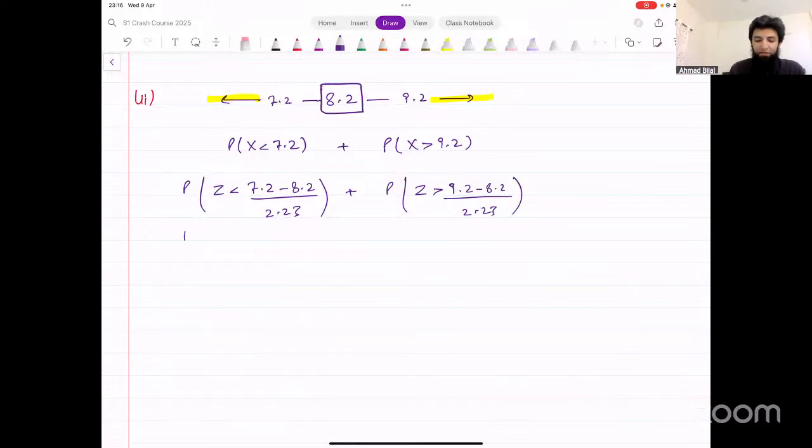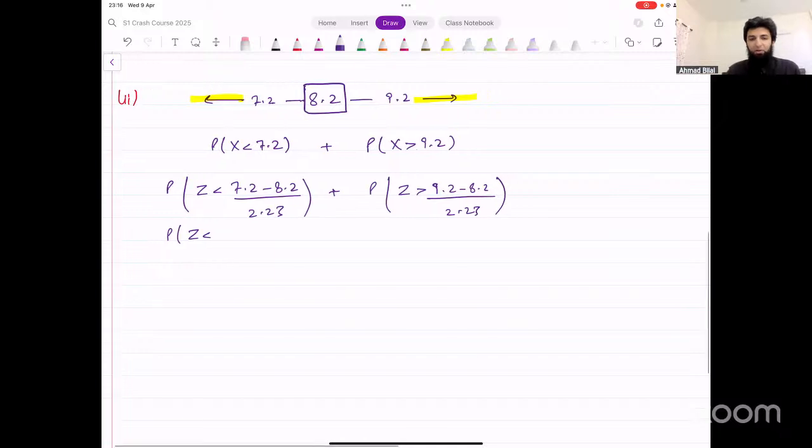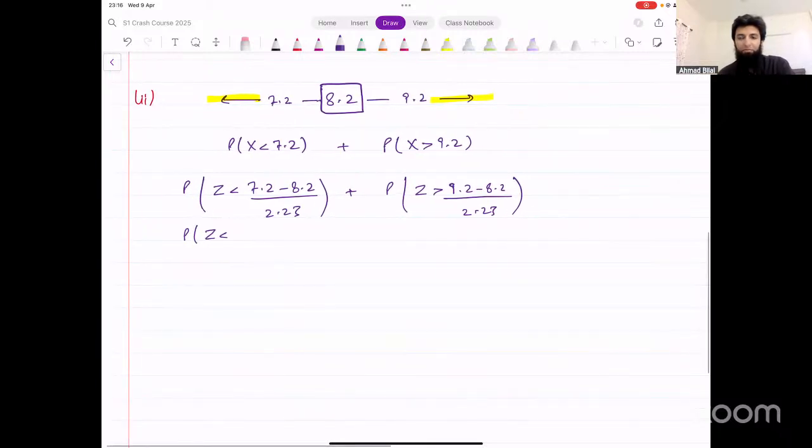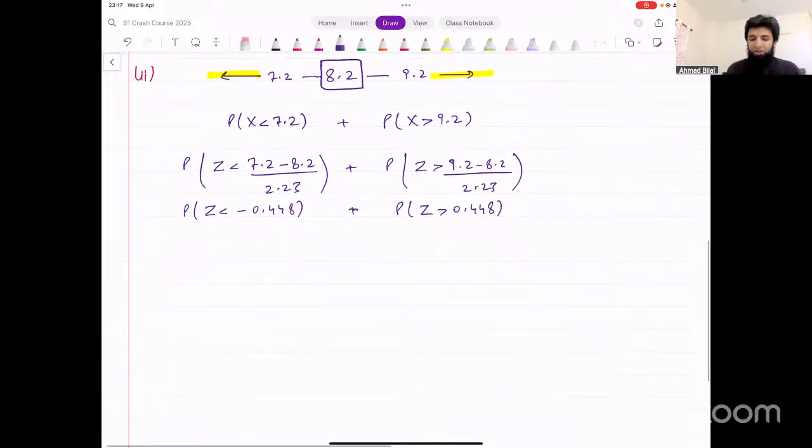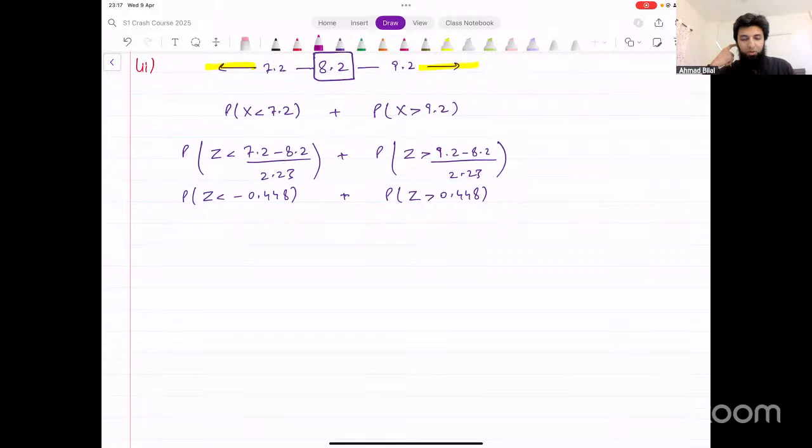Okay, now let's see what this value turns out to be. Z less than what? Minus 1 over 2.23. What's this value? Minus 0.448 to 3 decimal places. And if you do the same thing here, that will turn out to be Z greater than plus 0.448. And now if you think of the normal distribution curve, what does it look like?